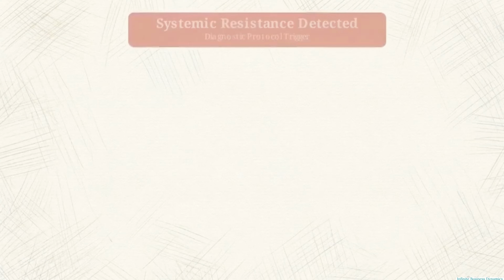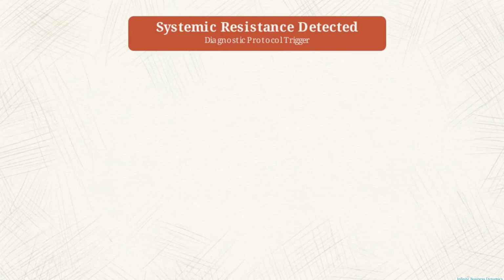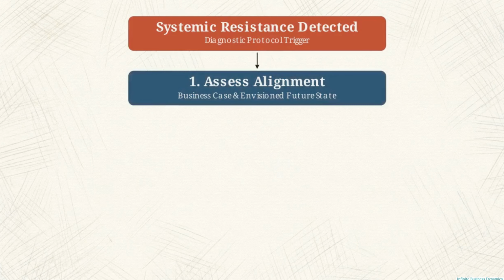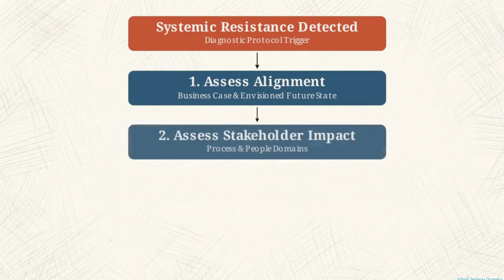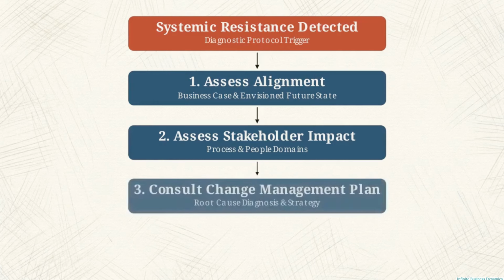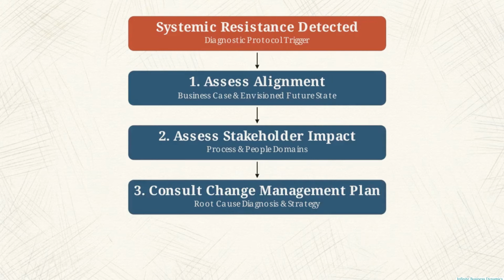When an exam question presents a scenario involving systemic resistance to change, apply a strict diagnostic protocol. Step 1. Immediately assess the deliverables' alignment against the business case. Verify the change causing friction is necessary to achieve the future state. Step 2. Assess the exact impact the change forces upon specific stakeholders, quantifying how their daily operations will be altered. Step 3. Consult the change management plan to engage resisting stakeholders and diagnose the root cause of their friction.